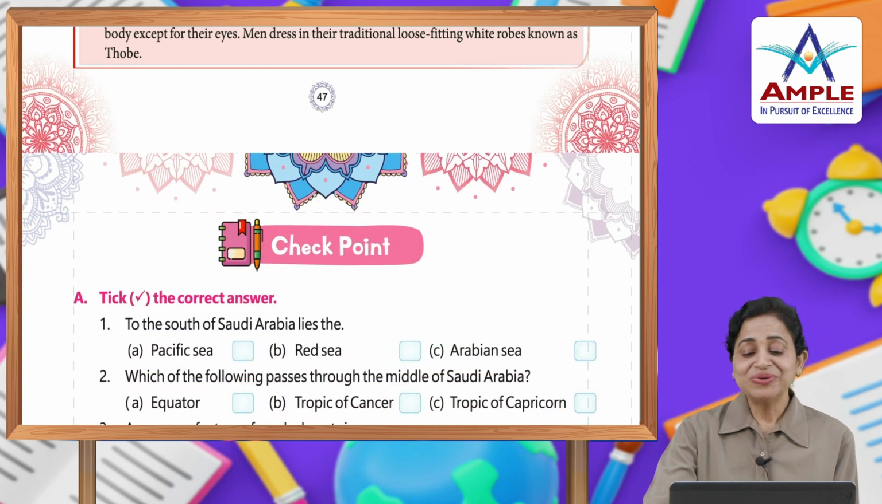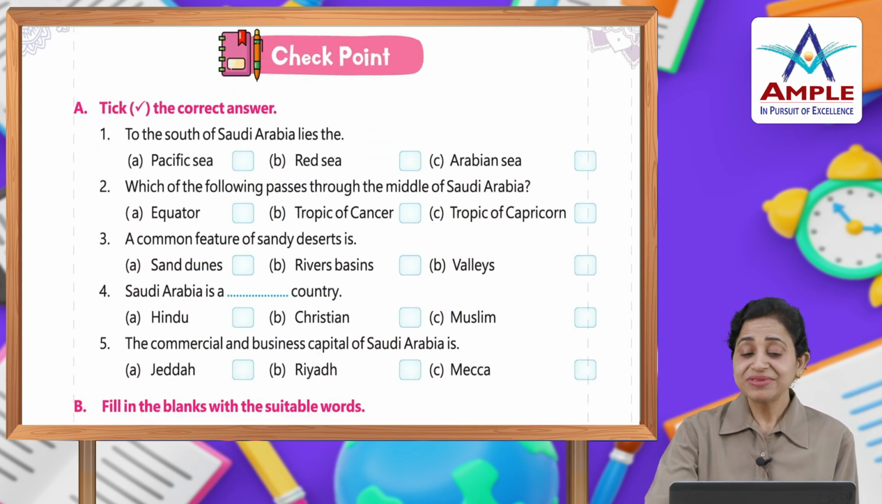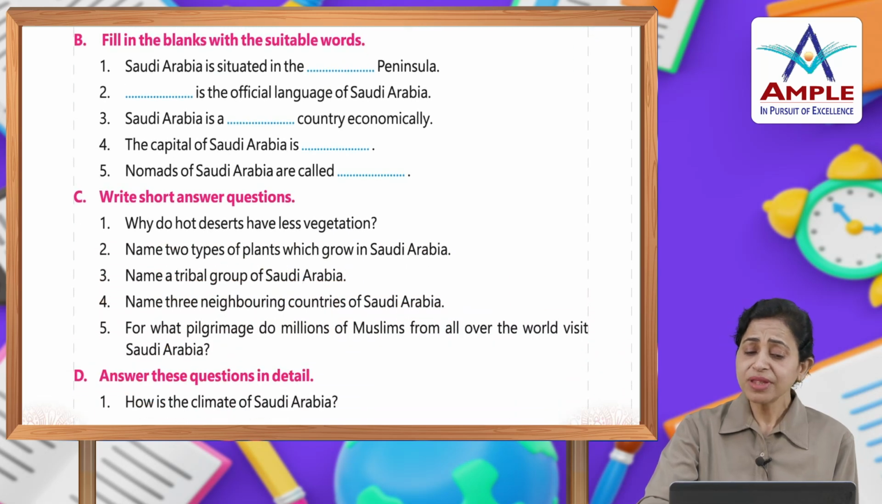Okay, so checkpoint. Pick the correct answer in A part. Choose correct option. B part. Fill in the blanks with suitable words. Choose or get the suitable word from the chapter.